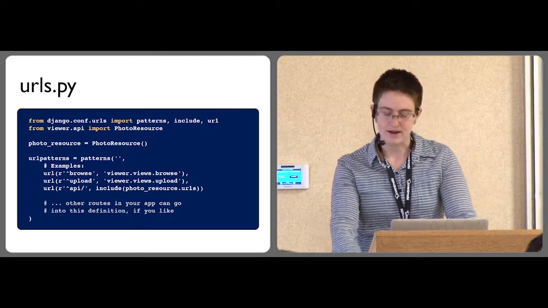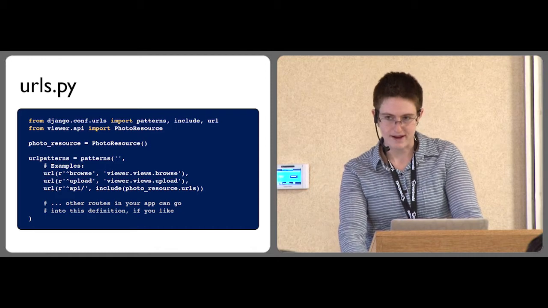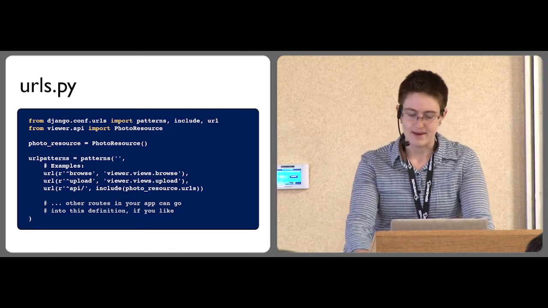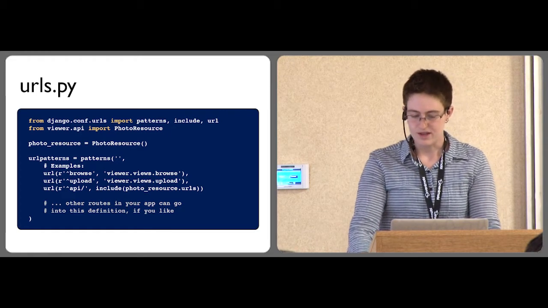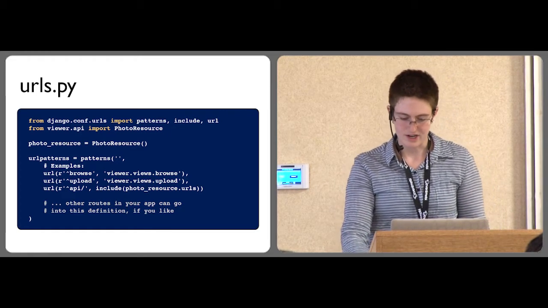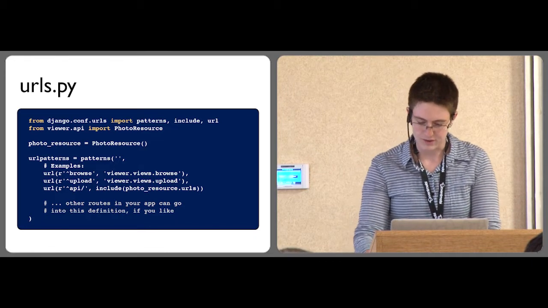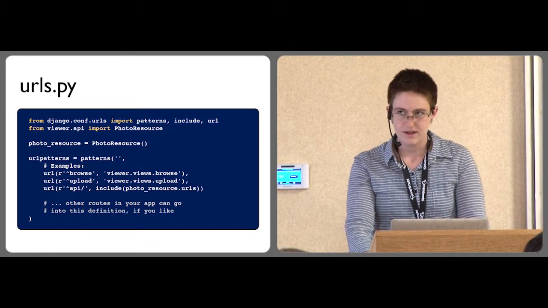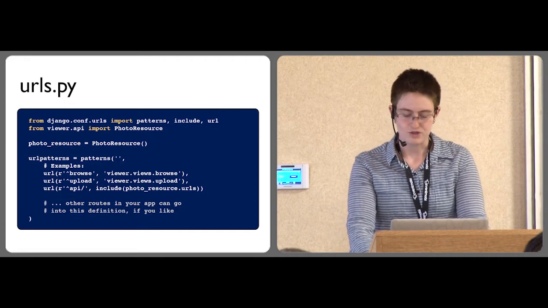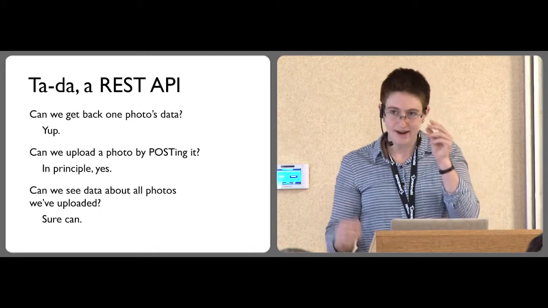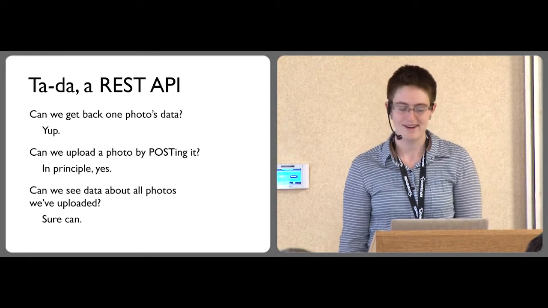And then all I have to do to wire it up as an API is go into my urls.py file, which I've already got from Django, and add a line for API where I include the photo resource that I've instantiated, because the photo resource will include this URLs object, and it will do all URL resolution for you at that point. OK, so cool. At this point, I have created a REST API.